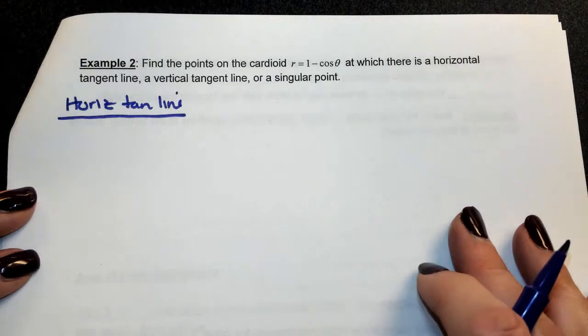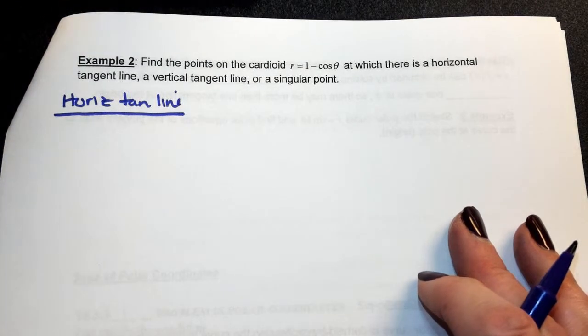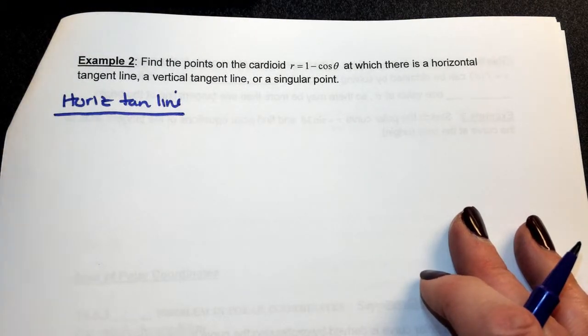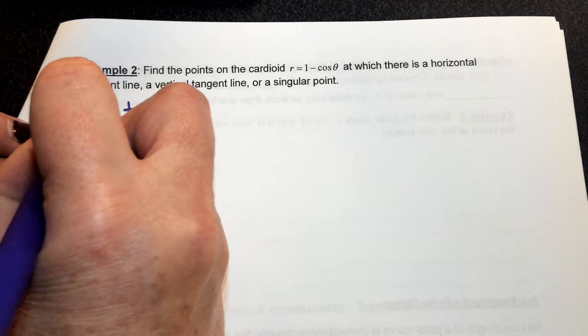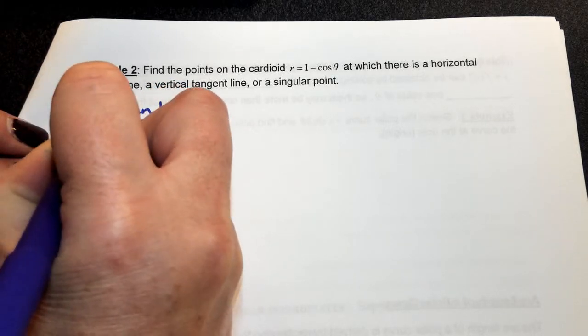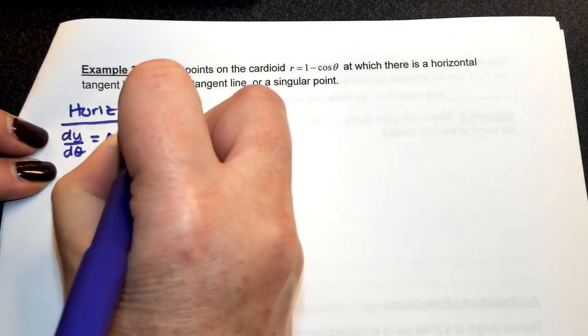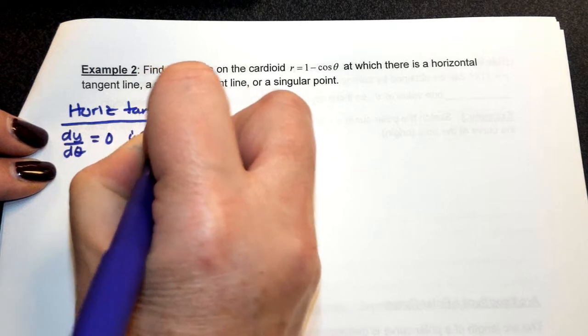So remember, to find the horizontal tangent line, this is where we're going to set that numerator equal to 0, or we want to find where your dy d theta is equal to 0, and remember dx d theta is not equal to 0.